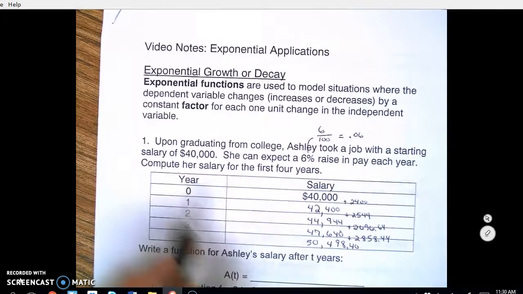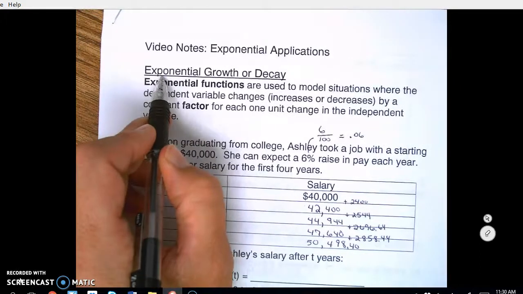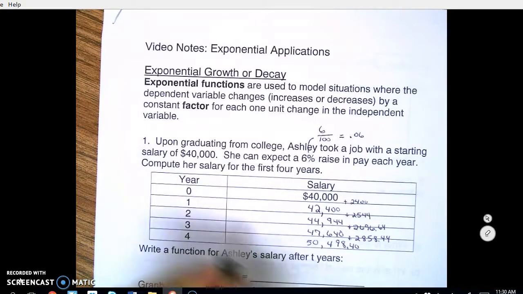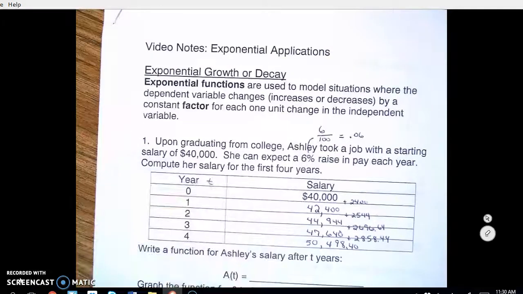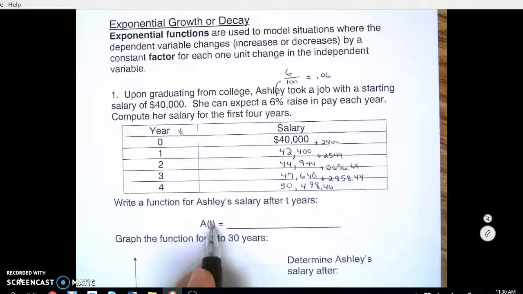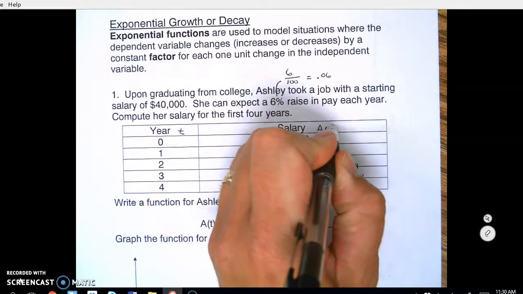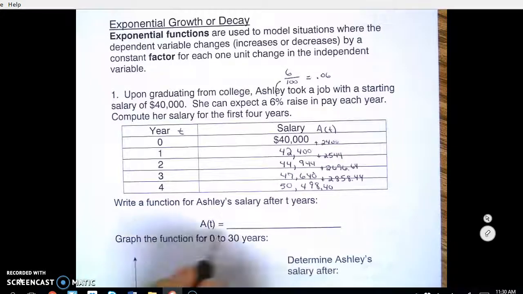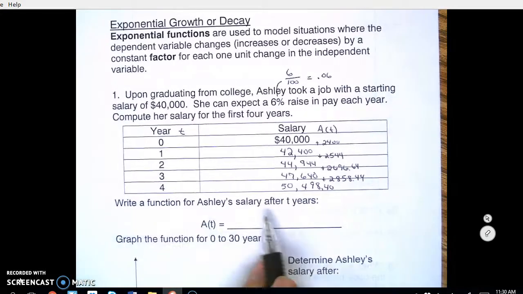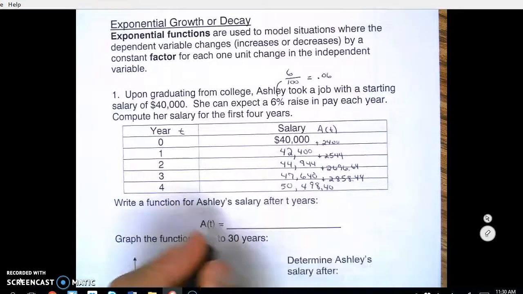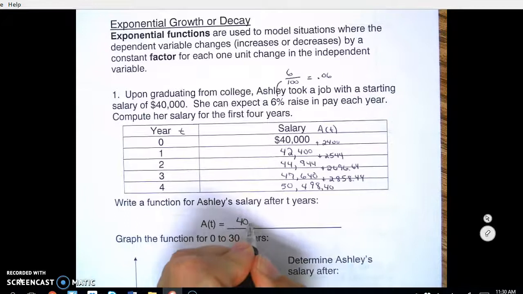So first of all, you know that we're dealing with an exponential function here. So our independent variable in this case is going to be t, and A of t is going to represent Ashley's salary in terms of t. So her initial amount, the amount that she's going to start off with, is 40,000. That's going to represent your a value.